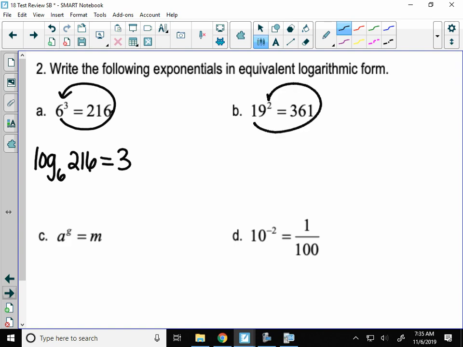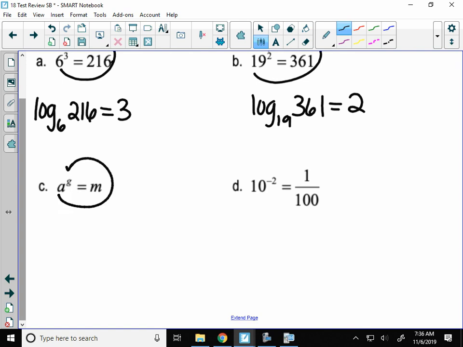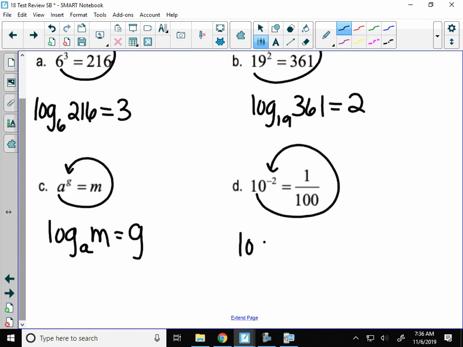Same idea here in B. Log base 19 of 361 equals 2. For C, log base A of M equals G. And finally in D, I have log base 10. Now, if you write the little log base 10, that's okay. But for the common log, we typically don't write the 10. So log of 1 over 100 is negative 2. You could squeeze a little base 10 in there if you wanted.